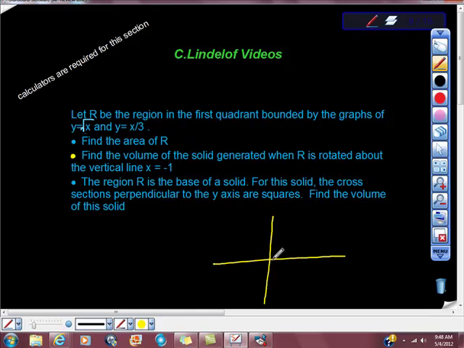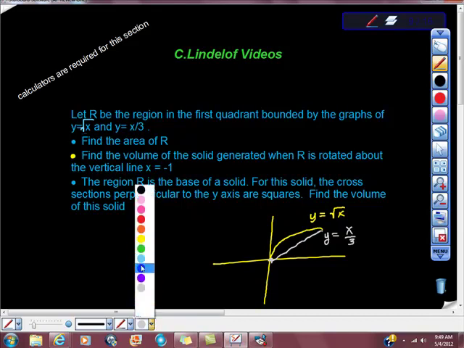And it looked like this, didn't it? It looked like this. And this is y equals square root x. And then it looked like this. Alright, and this is y equals x over 3. We're going to rotate this thing around this line here, and the line is x equals -3, so that's that line right there, if you don't mind.